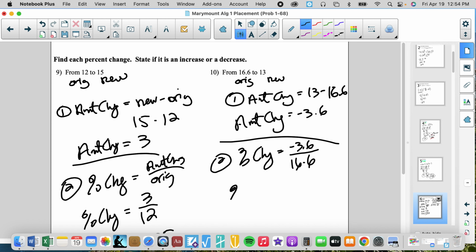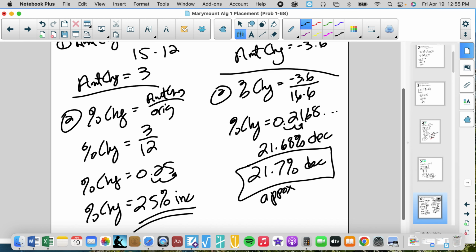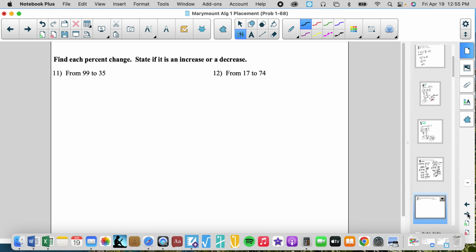So that percentage of change as a decimal is 0.2168, blah, blah, blah. If we move it 2 decimal places, that's 21.68% decrease. So I'm going to round it to 21.7% decrease, which is relatively reasonable. What do they say in there? 21.7 degrees. Yeah. So I don't like that. This is an approximate value. We hate approximate values. We hate rounding in math.